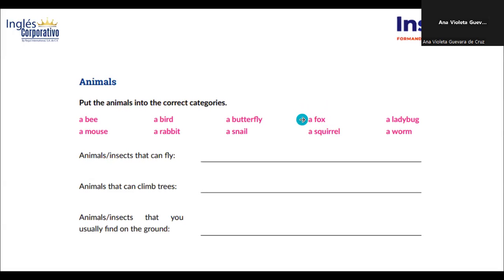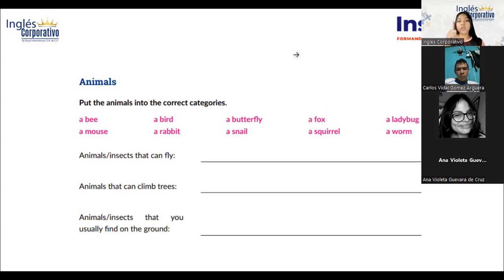Then we also have a fox, which is zorro. Uno, one, okay? We also have a ladybug. What is it? Mariquita. Yes, una mariquita. A ladybug. Then we also have a mouse. Ratón, un ratón. Yes, very good. A mouse. Uno, right? One mouse. Then a rabbit. Conejo. Do you like rabbit?